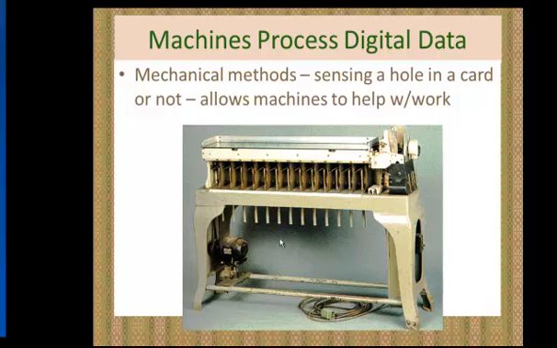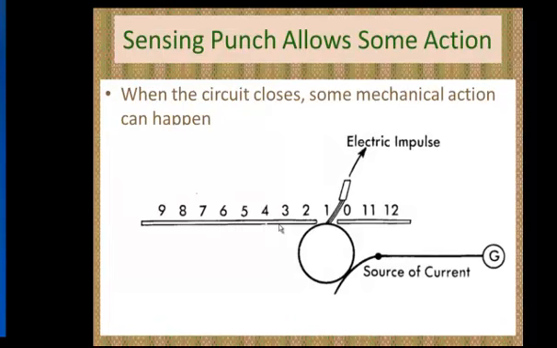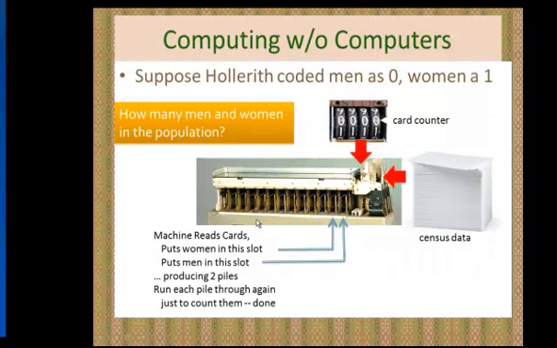This is an example of the machine that counted those punch cards. It was mechanical, some electronics to it, but it counted mechanically. To read the card, there was a metal brush. So here's an image of how it happened. Here's the punch card, and the brush is rolling along here. As long as there's not a punch, nothing happens. As soon as there's a punch, you notice there's contact made between the current, and an electric impulse goes out for the counting. The machine read cards. Women went in one slot, men went in another slot, and there were two piles, and it was run again to count them.